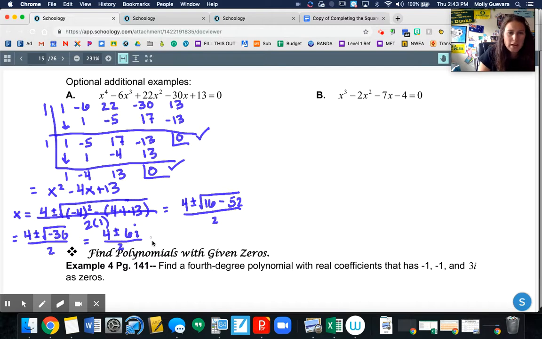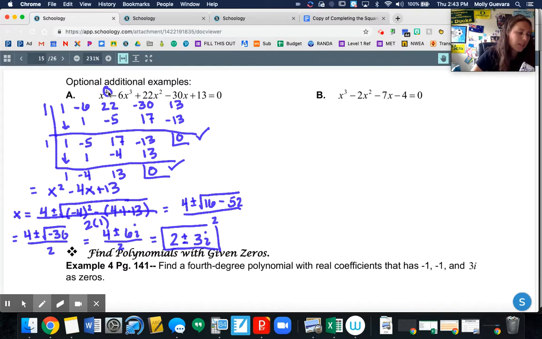And then when I actually simplify this, 4 over 2 is 2, plus or minus 6i over 2 is 3i. So those are my other two zeros, right? So I have a 0 at 1, another 0 at 1, 1 0 at 2 plus 3i, and 1 0 at 2 minus 3i. And that equals 4 zeros, which makes sense because my highest exponent is a 4.